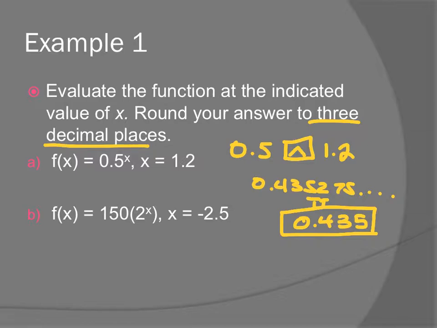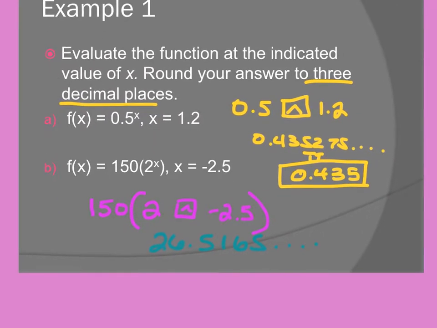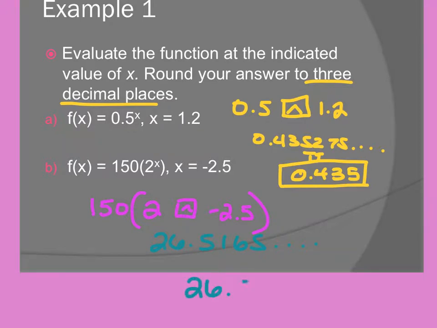With B, you can type it in exactly as you see it there in the graphing calculator, 150, and then 2, hit the little caret, and the negative 2.5. Make sure you use the negative and not the minus sign. So 150 times 2 to the negative 2.5. Good. 26.5165, and so on and so forth, which is going to round to 26.517.